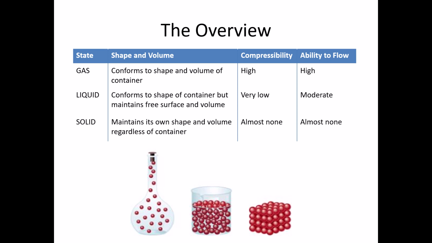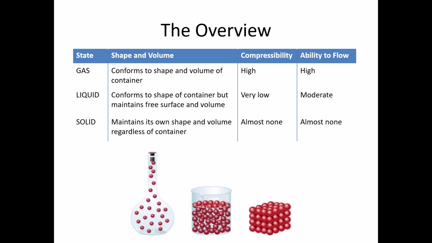So we know that gases conform to the shape and volume of their container. They take up the entire space. Liquids take up the shape of their container, but they have their own volume and their own surface. And then solids have their own volume and shape and do not necessarily mimic that of their container.